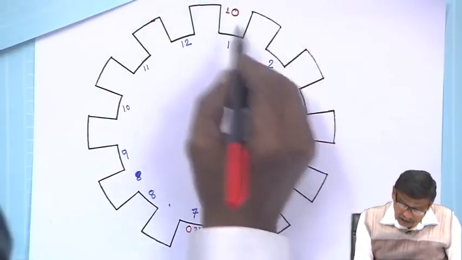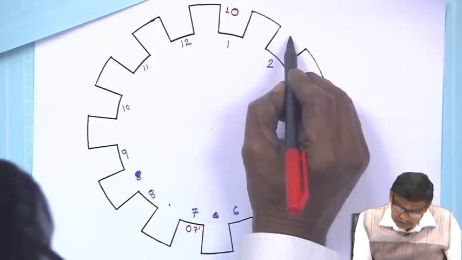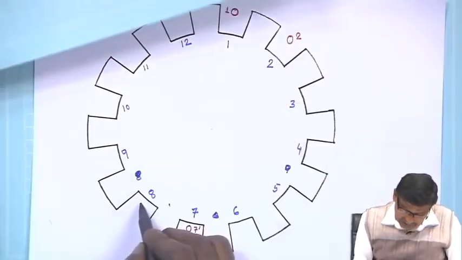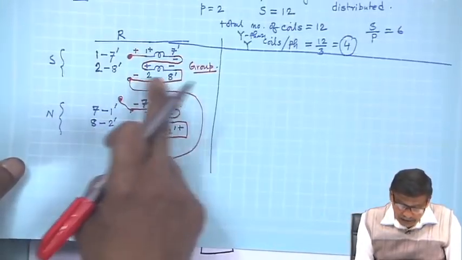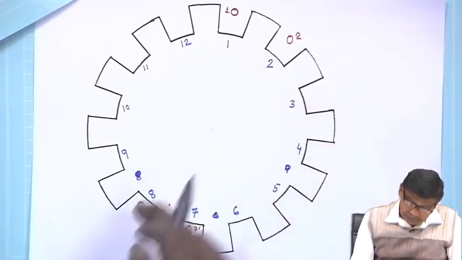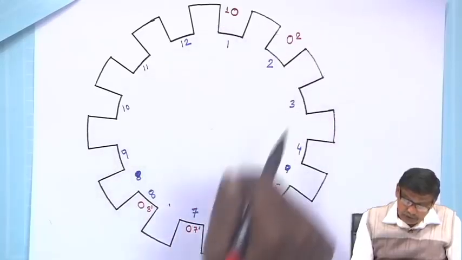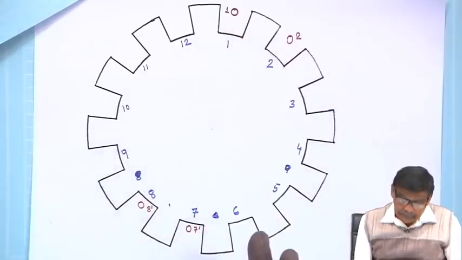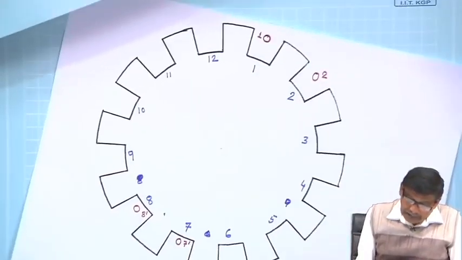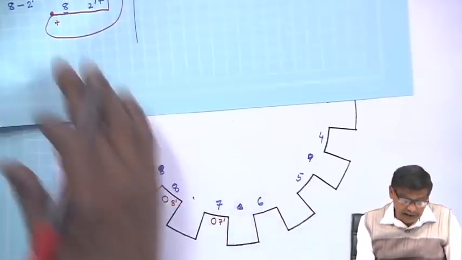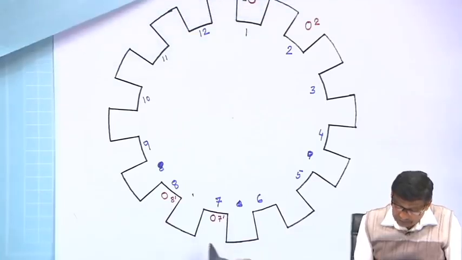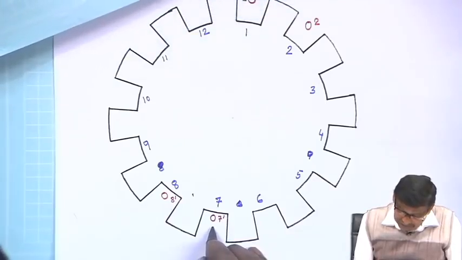Then how the coils have been distributed: the second coil, 2, belongs to the R phase only, and 8 dashed. So, this is 8 dashed, and these two will be connected in series like this. Then the start of the next group of coils of the R phase is from 7. I will draw it a slightly bigger section.